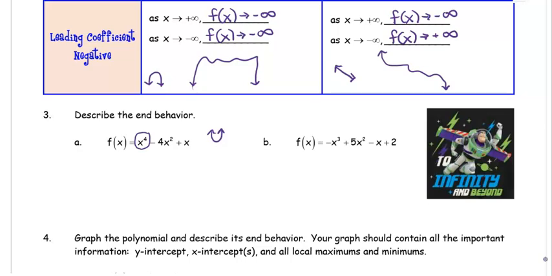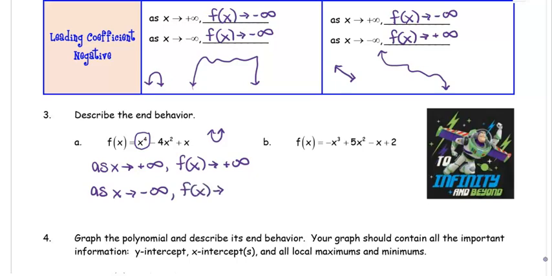Now, sometimes you may see that we write as x approaches positive infinity first. Sometimes it might be as x approaches negative infinity first. It does not make a difference. I'm going to do the positive one first. As x approaches positive infinity, I do see that it's moving up at the end. So f of x is going to approach positive infinity as well. As x approaches negative infinity, f of x is going to approach positive infinity too, because it's heading up on the ends.